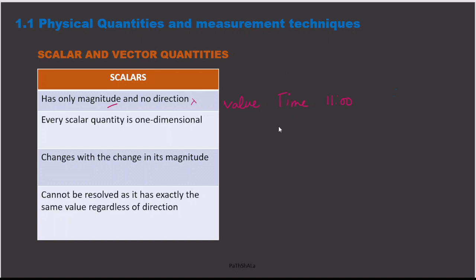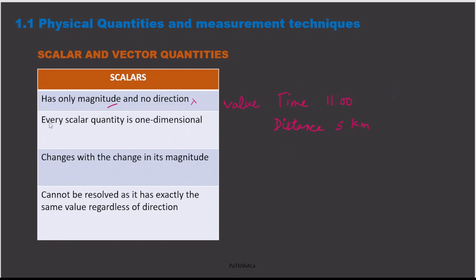Similarly, if I say distance, so distance is also a scalar quantity. Why? Because I will simply say that the distance from my house to my workplace is 5 kilometers. I will not specify the direction. It's just the distance. It's 5 kilometers, right? So we'll be talking about more examples.